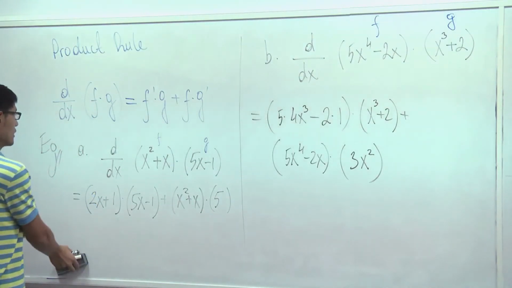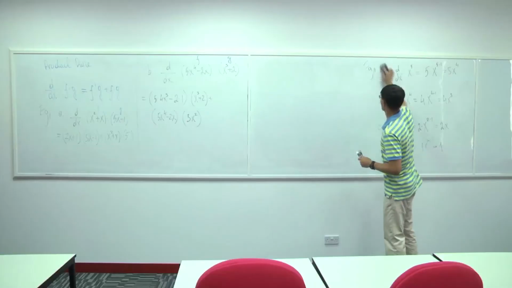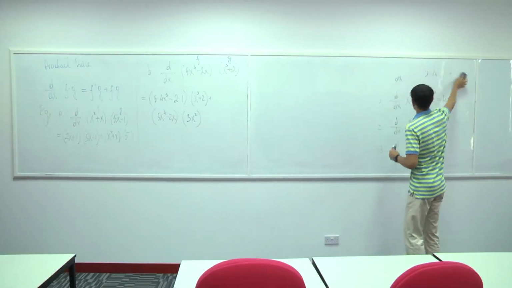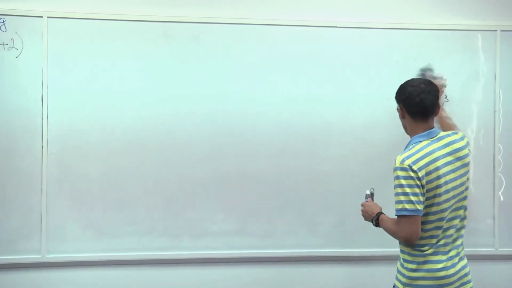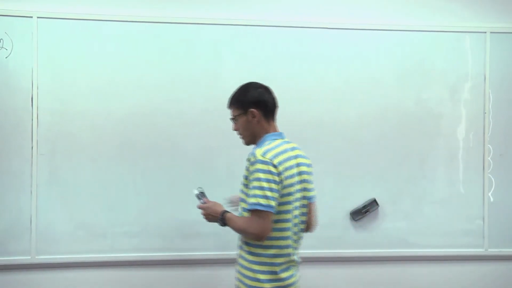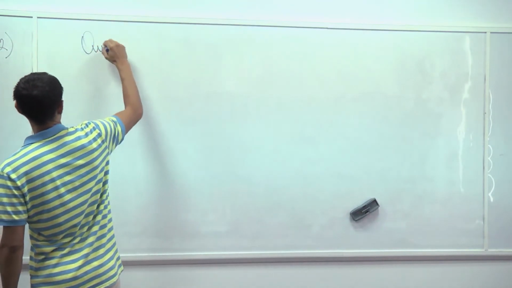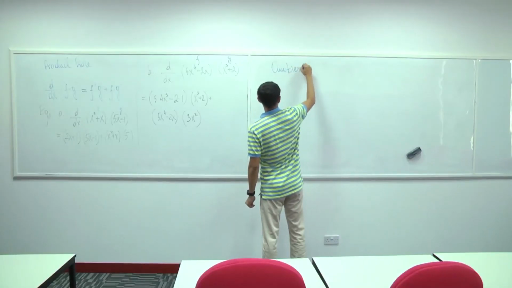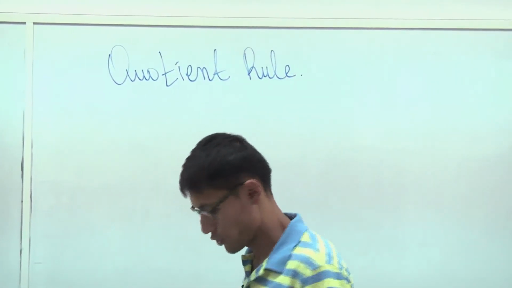So anytime you see two functions multiplied with each other, you need to use the product rule. So the only remaining case that we haven't talked about is when two functions are divided. And that's called the quotient rule. Quotient rule.